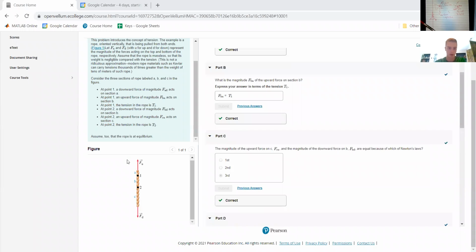So this one, you have a rope and there's this force and this force pulling on either side of the rope. Right. And it's asking what's the upward force, or find the magnitude of the upward force C, CU. So going that way, and the downward force on B, then you have BD. Why are these equal? Which of the Newton's laws say that?